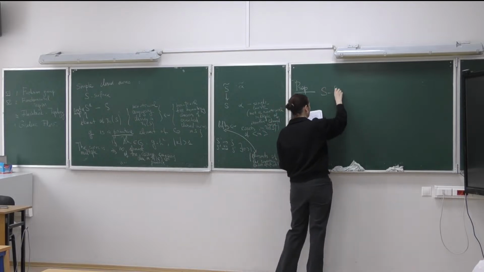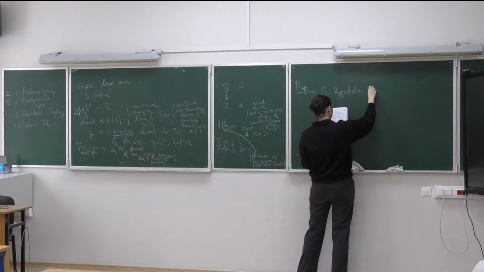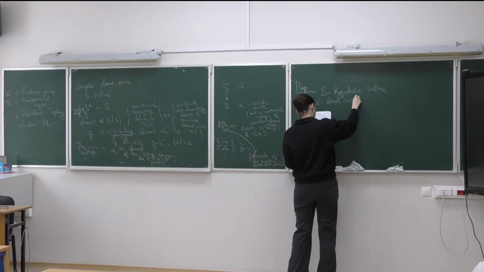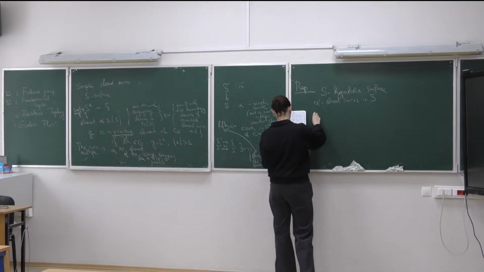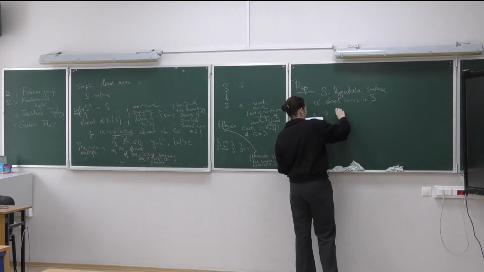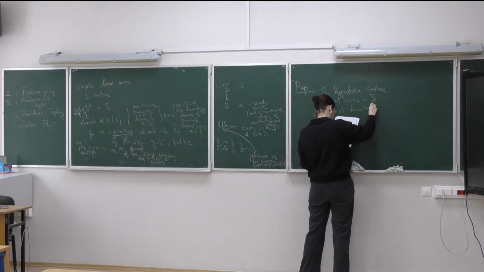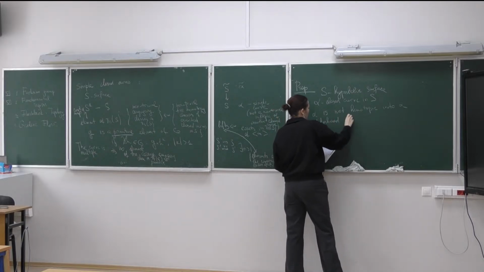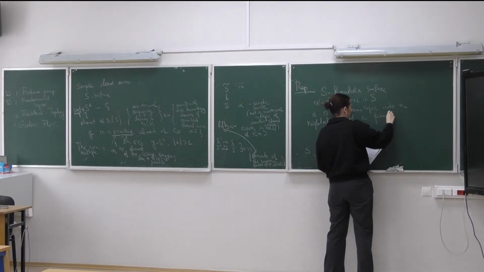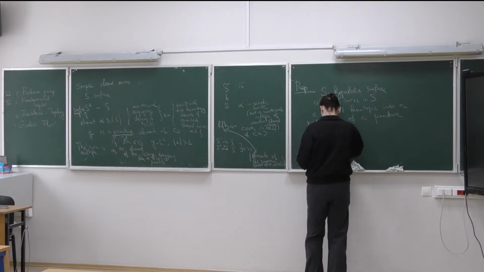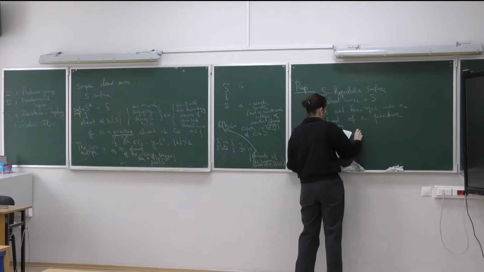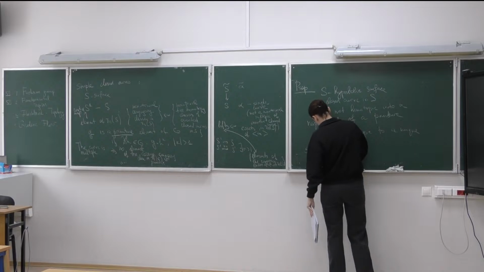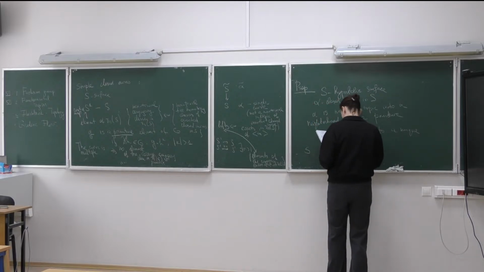So S is a hyperbolic surface, alpha is a closed curve in S, and alpha is not homotopic into a neighborhood of a puncture. Then alpha is homotopic to a unique geodesic closed curve gamma.